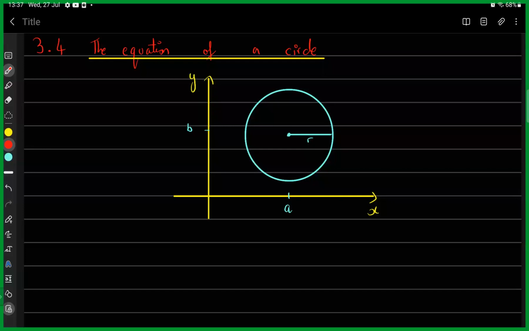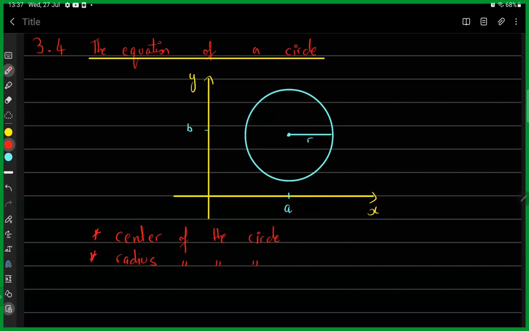Okay, so the two important things about equation of a circle are the center of the circle and the radius of the circle. Why exactly am I saying so? You'll get to see that shortly.